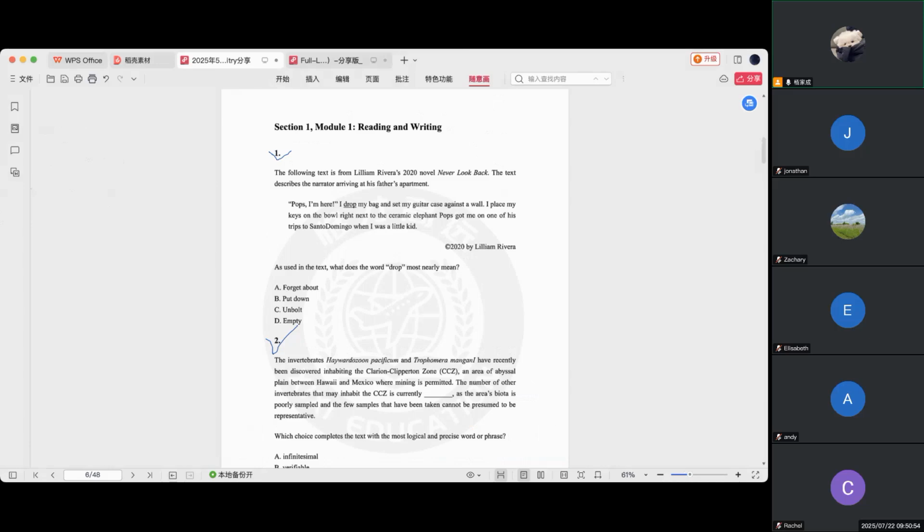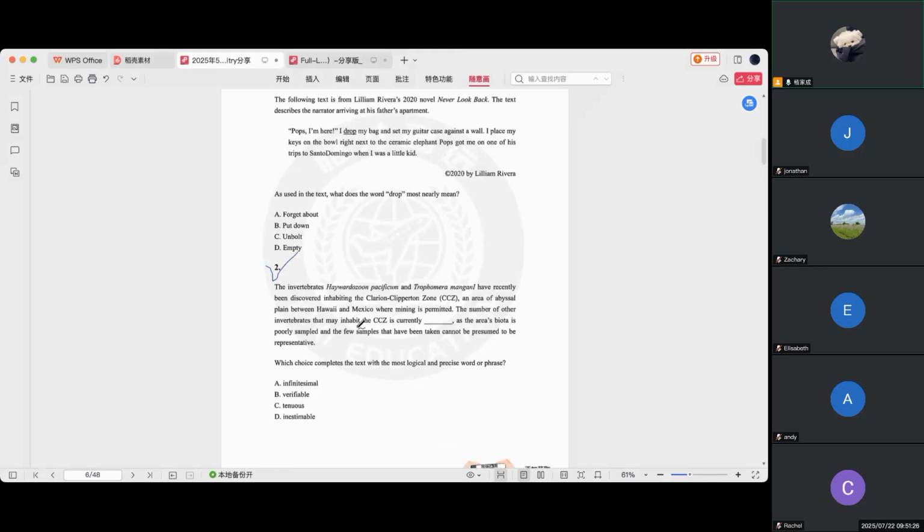Let me check if any of you guys got number 1 wrong. For number 1, the right answer is B. If you got it right, please type 1. If you got it wrong, then you could just type in the answer you chose. I think most of you guys got it right. This one is pretty simple because it asks what does drop mean? Drop is just put something down. Okay, that's very good.